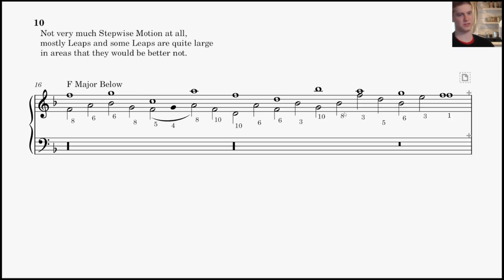This next one stays within the guidelines of using all the correct intervals and using them in the correct places for the most part, but the biggest thing is there's not very much stepwise motion at all. In fact, the entire counterpoint is mostly leaps, and some leaps are quite large in areas where they would better not be, as well as not being recovered.